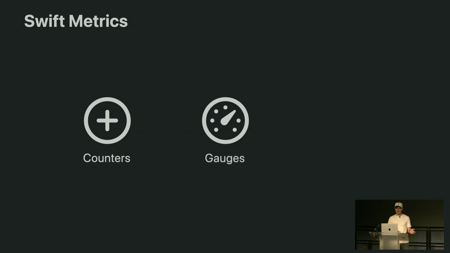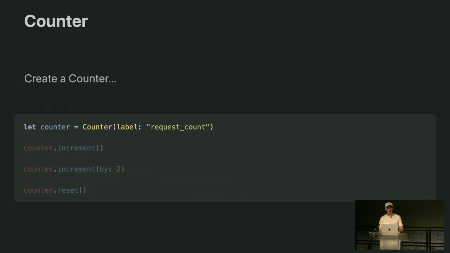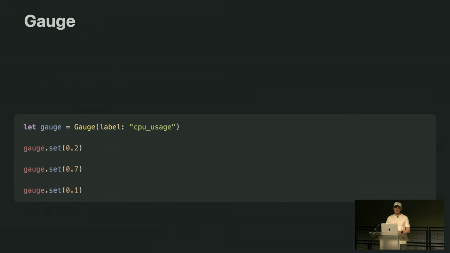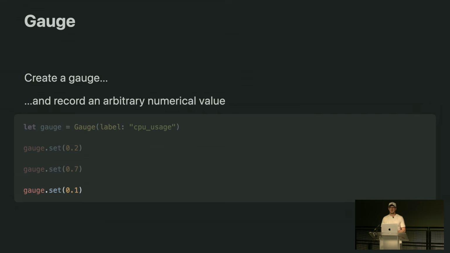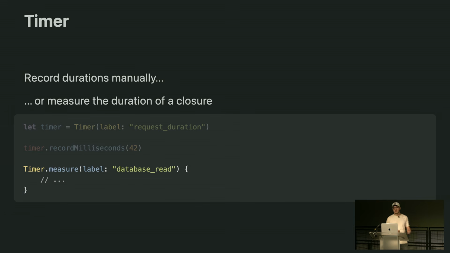Next up, we have Swift Metrics. It typically provides three core types: counters, gauges, and timers. They likely do what you think, but just for completeness. Counters count things, which means they produce a monotonically increasing value, but if needed, you can reset them to 0. Gauges, on the other hand, allow you to record an arbitrary numerical value at any time, so they can go up, and they can also go down. And timers are used to record durations, either ones that you've collected manually, or you can use the measure API, which records the duration of a given closure.